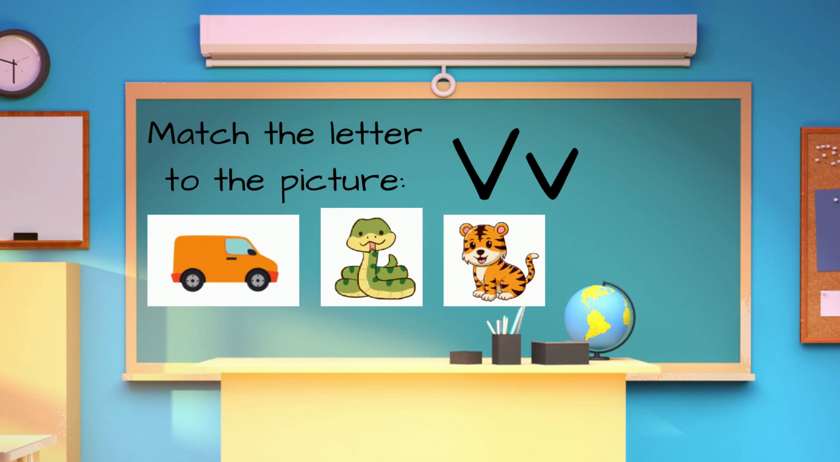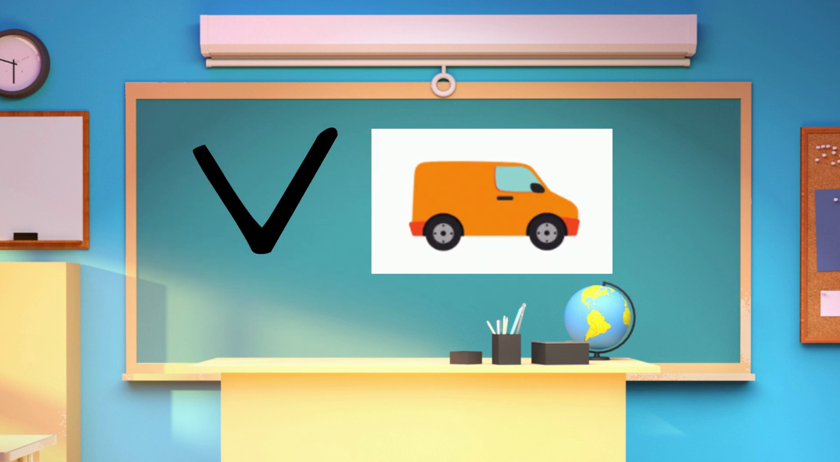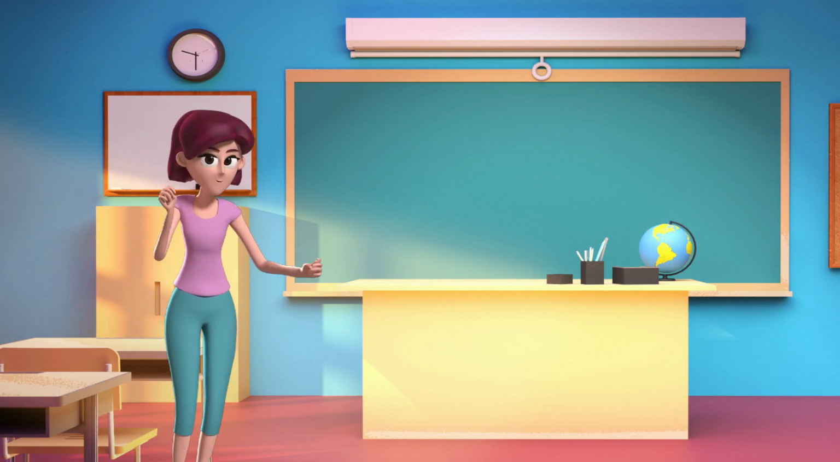Van. Let's have another game of match the letter to the picture. Did you get it right? The answer was V for van. Just a few left now. W through to Z.